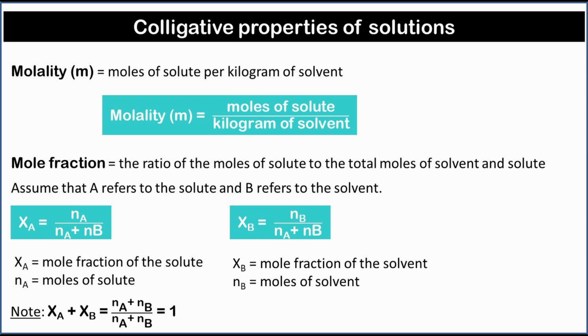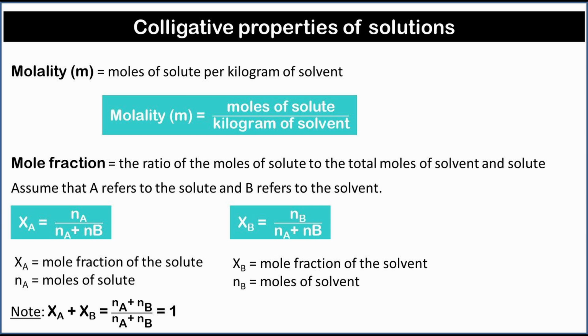Let's discuss calculations involving colligative properties. Recall that colligative properties of solutions depend on the number of solute particles dissolved in a given amount of solvent. Chemists use 2 ways to express the ratio of solute particles to the amount of solvent, molality and mole fraction. Molality is the number of moles of solute per kilogram of solvent. Mole fraction is the ratio of the moles of solute to the total moles of solvent and solute.